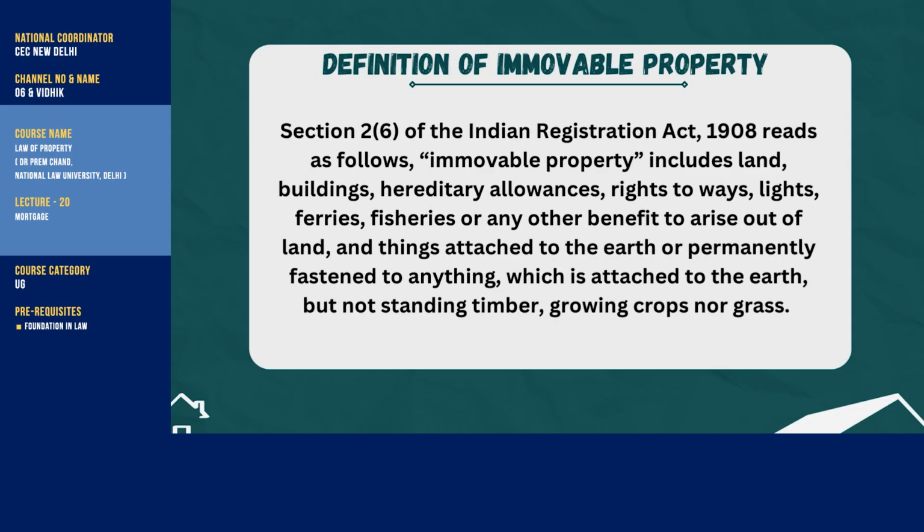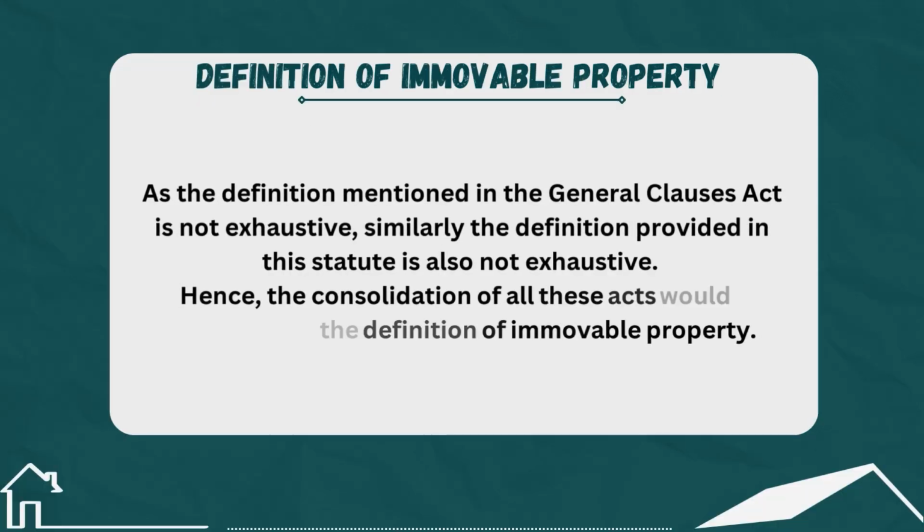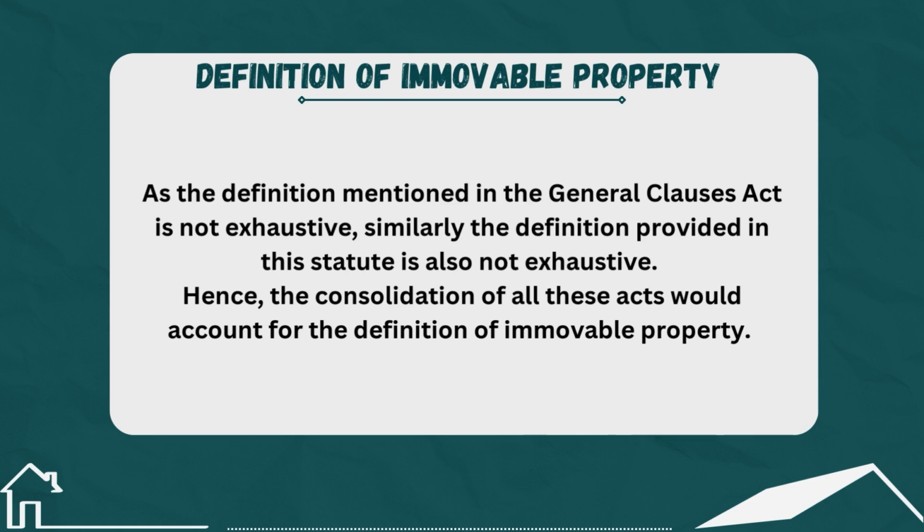Section 2(6) of the Indian Registration Act 1908 reads as follows: immovable property includes land, buildings, hereditary allowances, rights of way, lights, ferries, fisheries or any other benefit to arise out of the land, and things attached to the earth or permanently fastened to anything which is attached to the earth, but not standing timber, growing crops or grass. As the definition mentioned in the General Clauses Act is not exhaustive, similarly, the definition provided in this statute is also not exhaustive. Hence, the consolidation of all these Acts would account for the definition of immovable property.